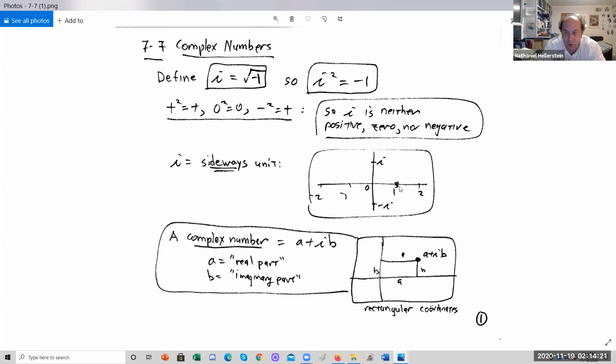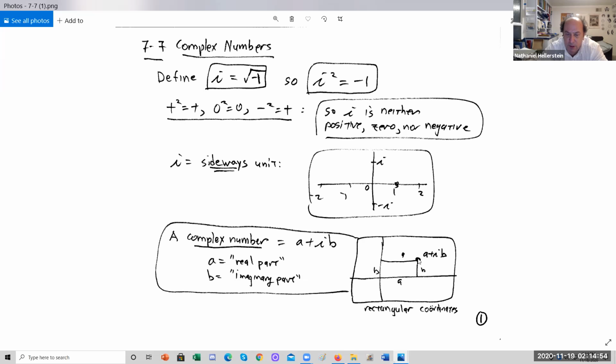Since it's nowhere on the real line, it has to be off the real line. In fact, we consider it as a kind of sideways unit. So instead of being to the right or to the left, like the positives or the negatives, it's off at 90 degrees. And so we're dealing here with a two-dimensional number system. A complex number, therefore, is in the form a plus i times b, where i is the square root of -1. It's located in the complex plane over left, right, a distance a, up, down, a distance b.